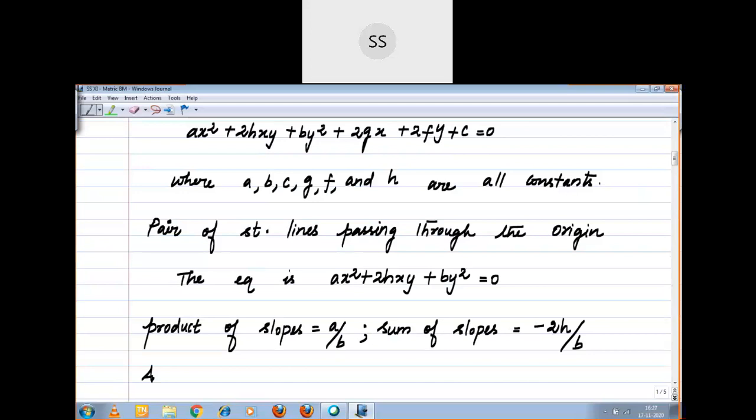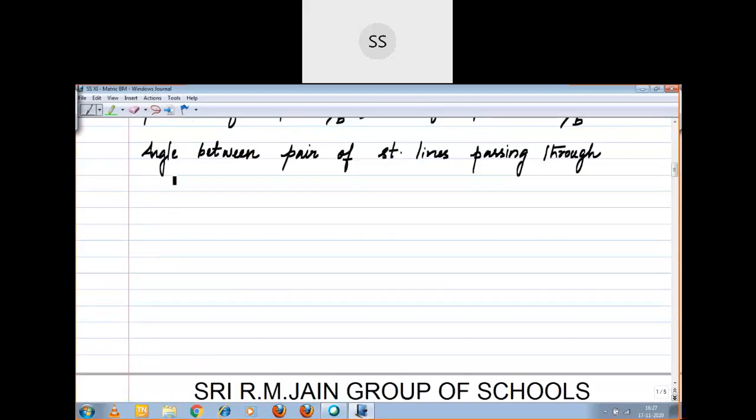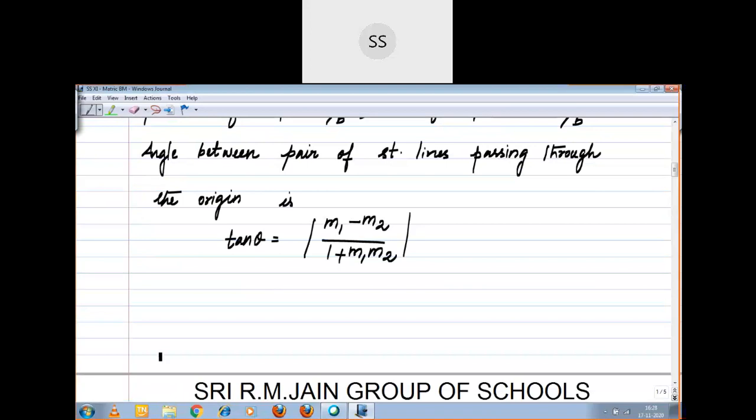Next, angle between pair of straight lines passing through the origin is tan theta equal to modulus of m1 minus m2 divided by 1 plus m1 m2. Here m1 and m2 are the slopes of the lines, right?